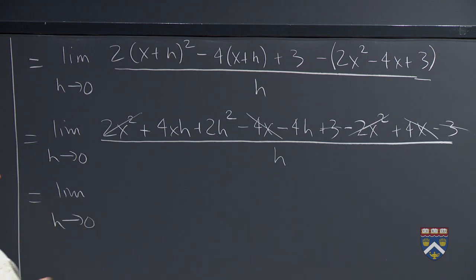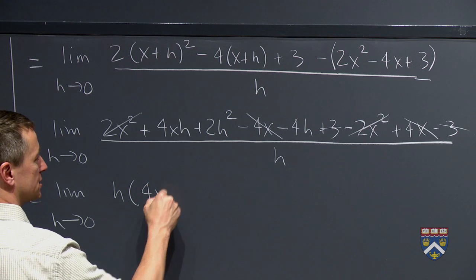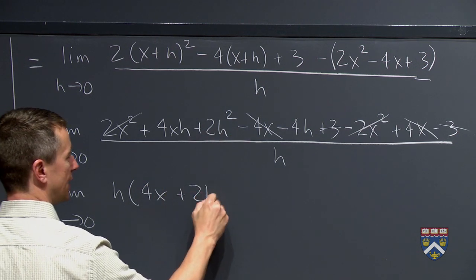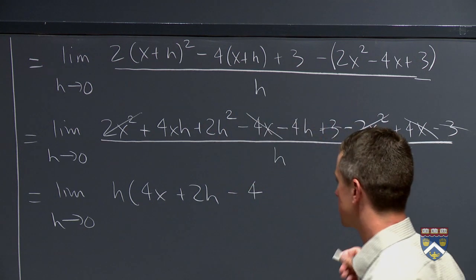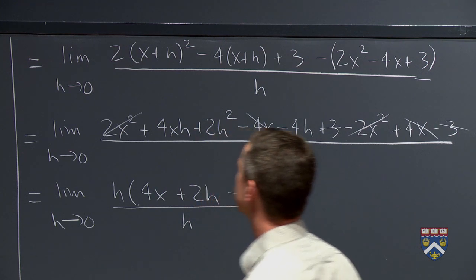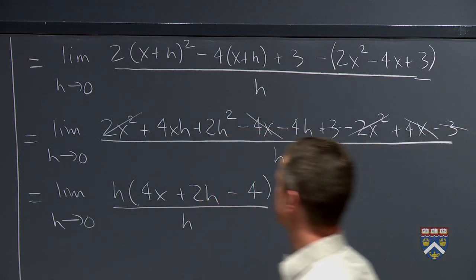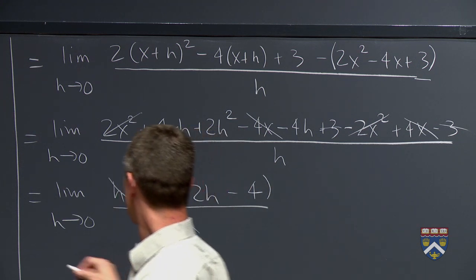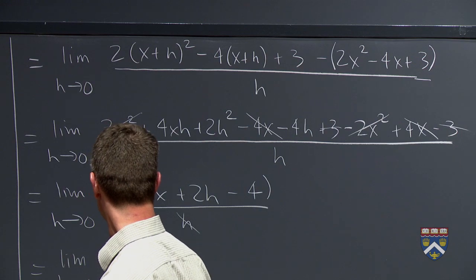So now we can factor out the h from the top, as we are hoping to do. So this 4xh will become 4x. 2h squared will become 2h. Minus 4h will become minus 4. And that's all the h's that we had. So now finally, we can cancel these h's. So we're not in danger of dividing by 0 when we plug in h now.